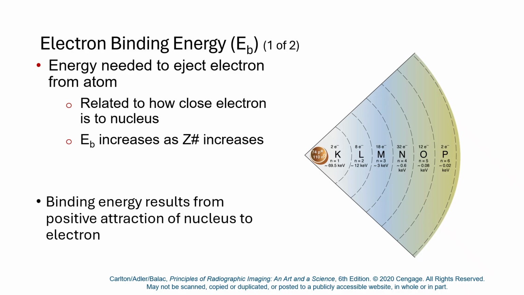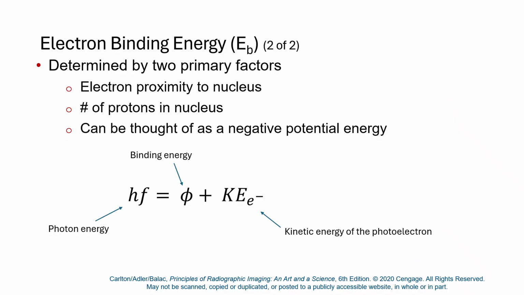And so a lower energy state means it's got a higher binding energy. It's got increased attraction to the nucleus. And so the binding energy increases generally when you're in the lower shells. When you get to the outer shells, you get lower binding energies in the same atom. But as you increase the number of protons in the nucleus, you increase that attractive force between the nucleus and the electron, and so the binding energy will increase.